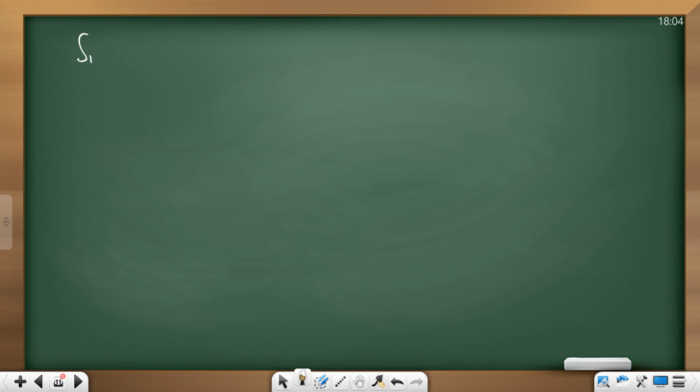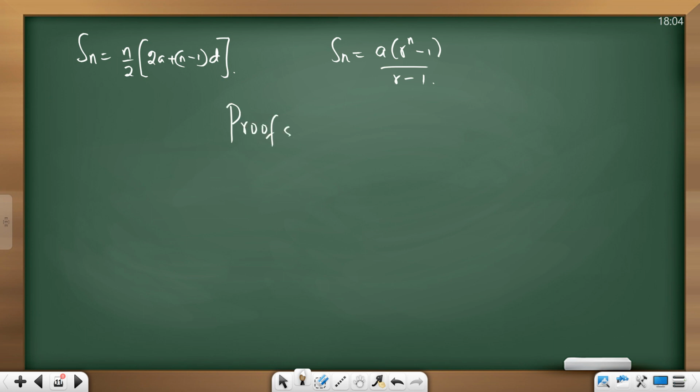Do you remember how to prove this? Sn equals to n over 2 into bracket 2a plus n minus 1 d. And also, Sn equals to a into bracket that. Proofs. Anyway, I'll be doing those proofs.